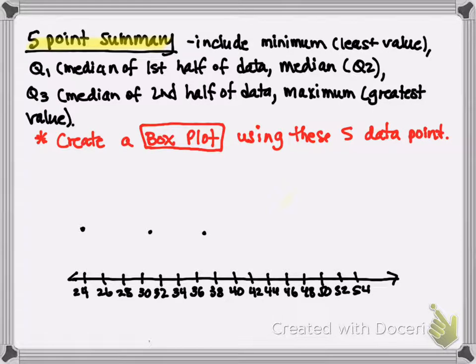What was the quartile 3? 45. Which one, I'm sorry? 45. 45. So halfway between 44 and 46. And then the maximum, 54. Was that 54?